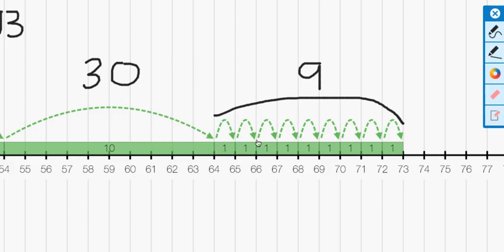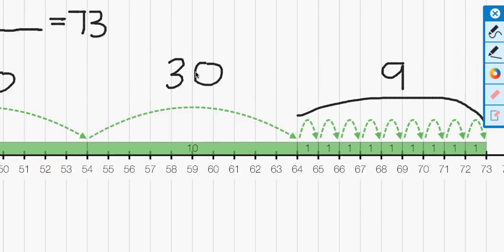And now I counted these all up, and I counted 9 of them. You can count with me. 30, 31, 32, 33, 34, 35, 36, 37, 38, 39. When I'm doing it in my head, I just count on my fingers. I start at 64 and I count up, and I put my fingers up one at a time. 64, 65, 66, 67, 68, 69, 70, 71, 72, and 73. So that adds 9. So if I have 30 and I add the 9, I have 39.